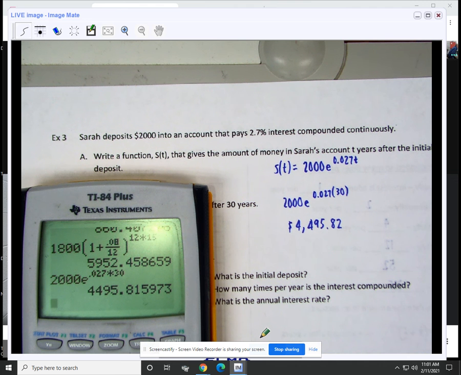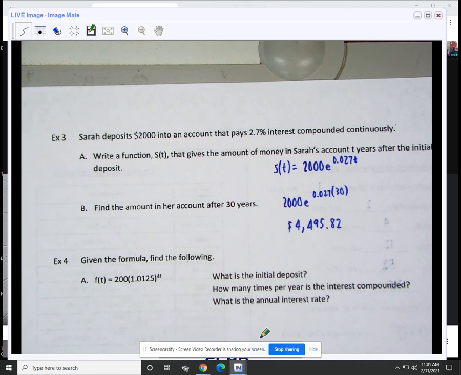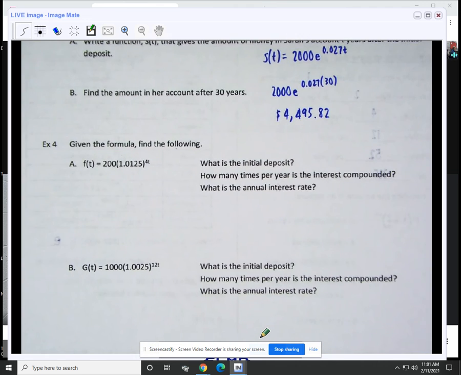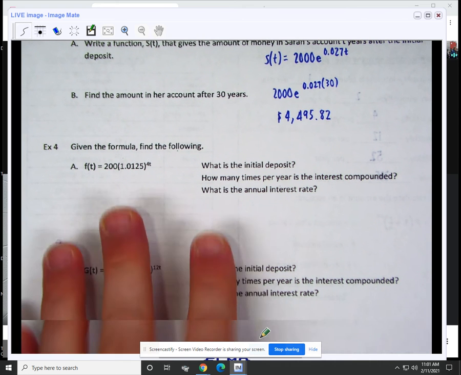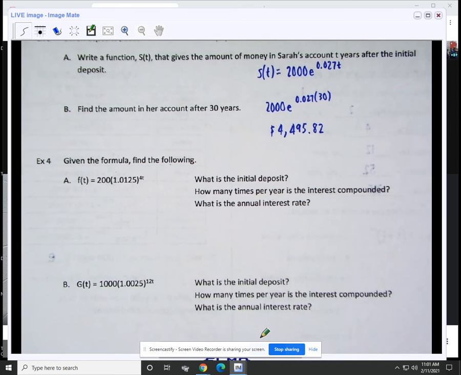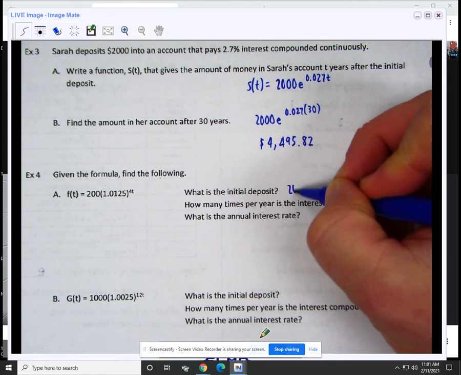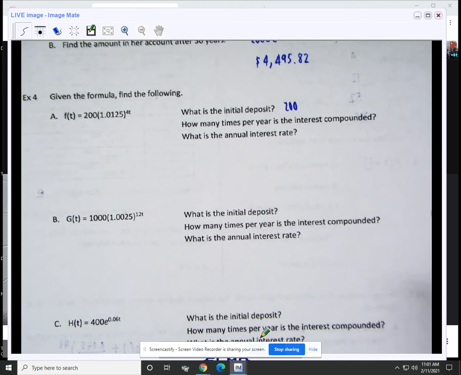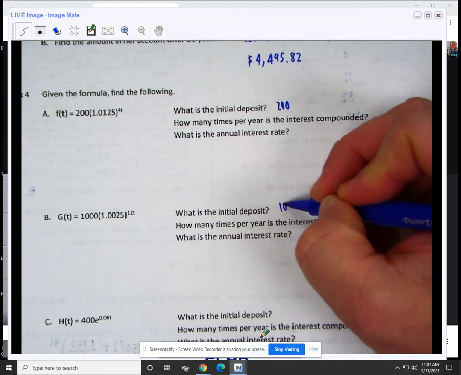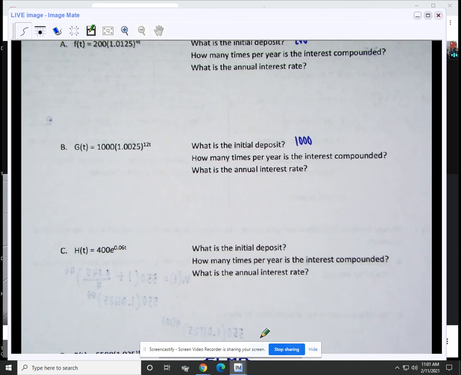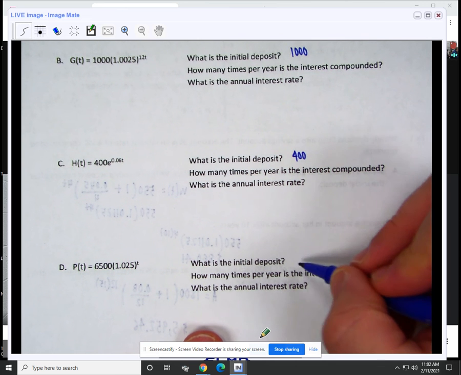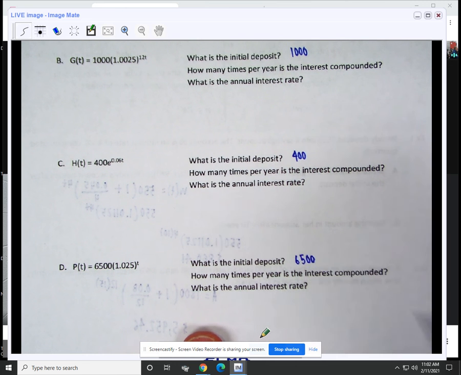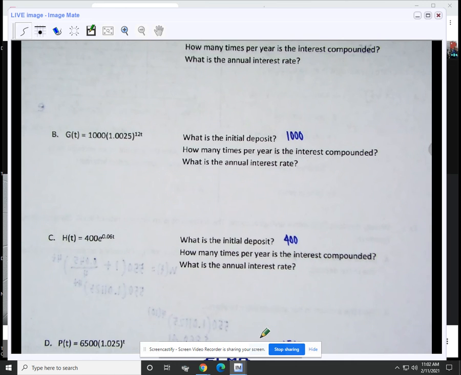All right, let's finish this up real quick. Let me show you guys the bottom of this note sheet. And I'm going to go through this a little differently. We're not going to do one problem at a time, okay? Let me explain. Some of these questions are really simple. Like, for example, A. What's your initial deposit? 200. Look at B. What's your initial deposit? 1,000, right? On C, what's your initial deposit? 400. And on D, what's your initial deposit? So again, remember, your initial deposit simply means what's your principal amount.